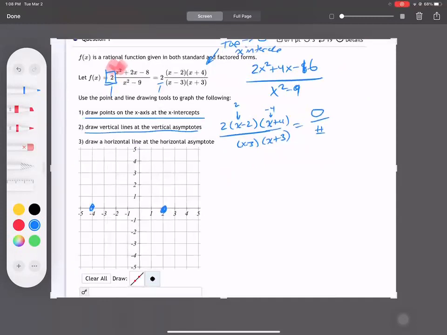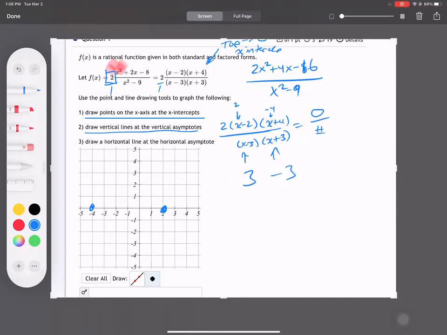The next part of this is we are going to draw the vertical asymptotes. Now with vertical asymptotes, do you guys remember, is it when the numerator is 0 or the denominator is 0? And that's when the denominator is 0, because we can't divide by 0. So what numbers will make the denominator go to 0? At 3 and negative 3. Are you guys okay with that? At 3 and negative 3. That's when the denominator would go to 0.